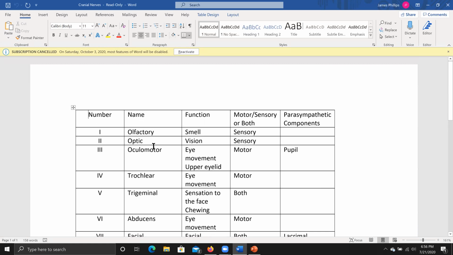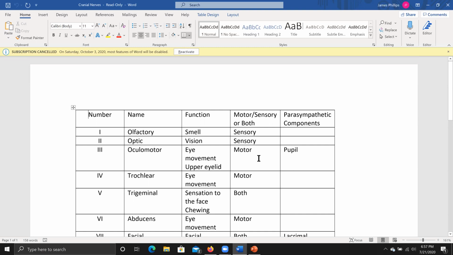So, second cranial nerve is optic, vision, sensory. Third is oculomotor. We have 3 cranial nerves associated with moving the eye. There are 6 muscles to the eye. We have 3 of the 12 cranial nerves, 25% associated with moving the eye. This is oculomotor, eye movement, and also the upper eyelid.